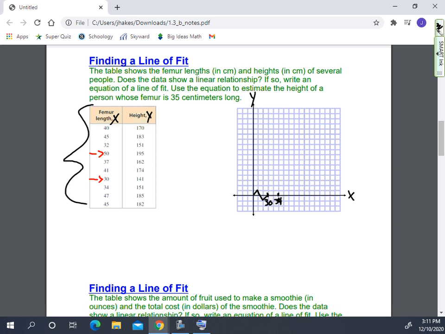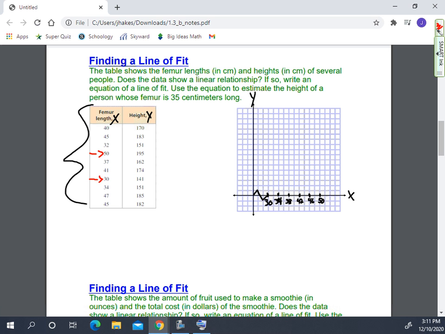Okay, so every 2, I'm going up 4. So that has to be 38. This has to be 42. This has to be 46. And then finally, 50. Okay, so I created my x graph, or my x coordinates. That's good. Now I need my y.